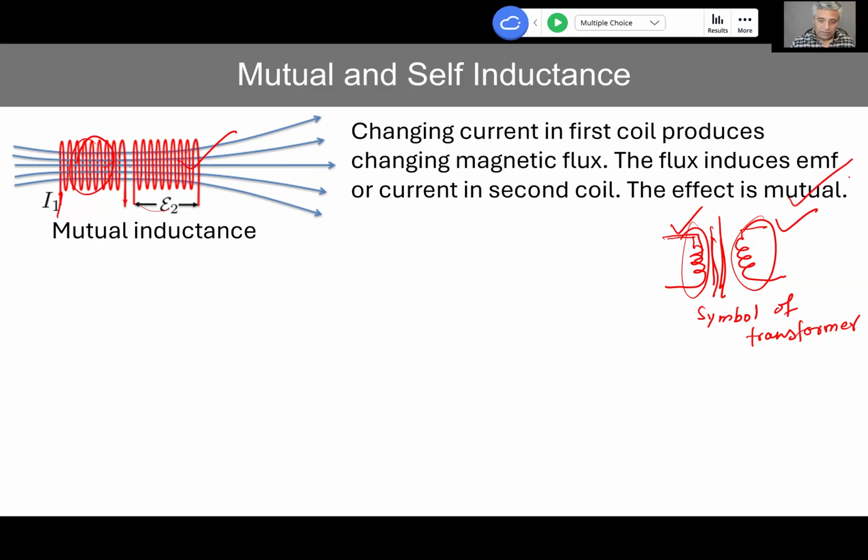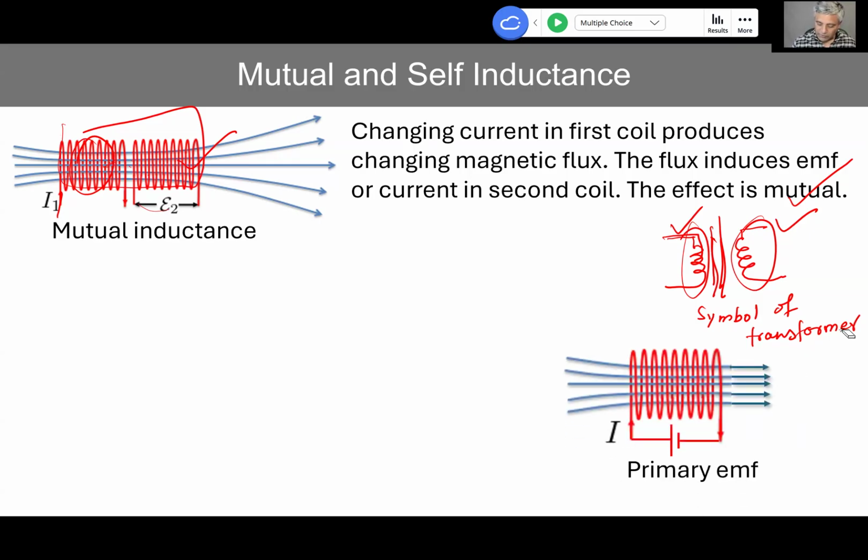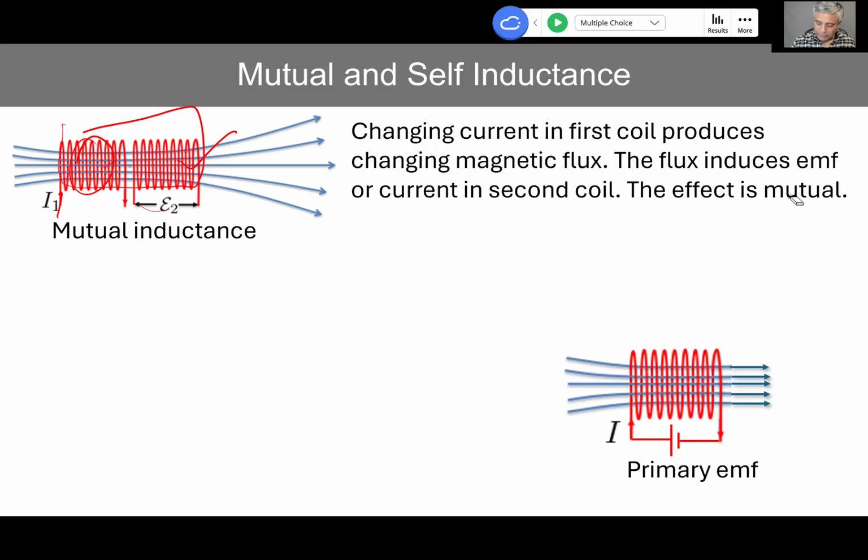So this is called mutual inductance, and in mutual inductance there are two coils involved. But we can have just one coil, and it turns out that even then, when we are passing changing current... my bad, I drew the battery here, so it should be changing voltage.